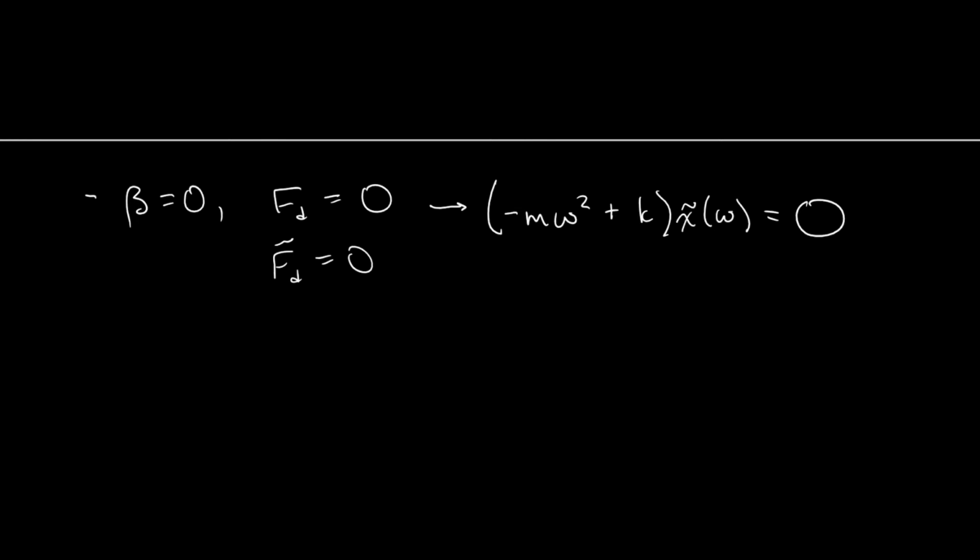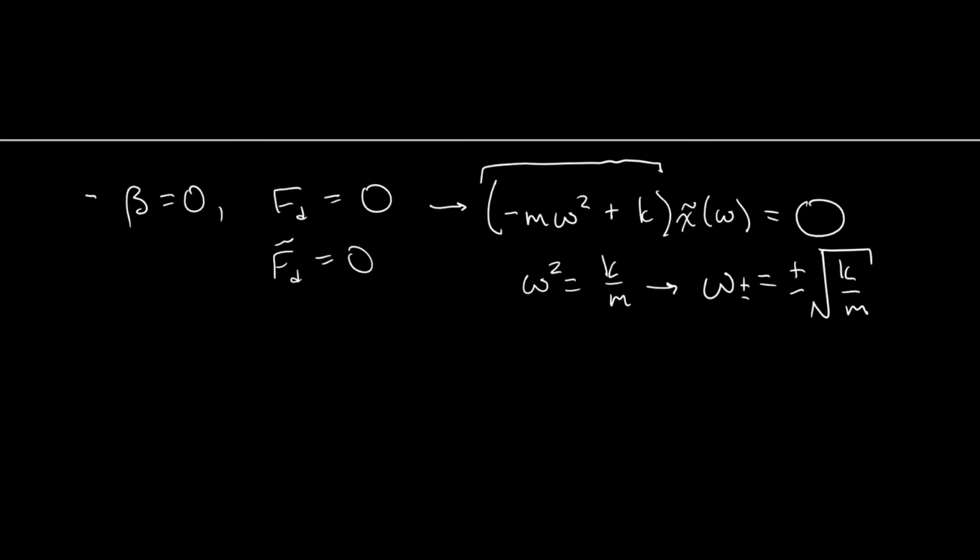So I get this equation, which is easy to solve, right? I take this piece here, since x tilde should be allowed to be arbitrary, then this is the part that has to satisfy. This is the part that has to be 0, and I get that omega squared is equal to k over m, and so we get two solutions, plus and minus the square root of k over m.